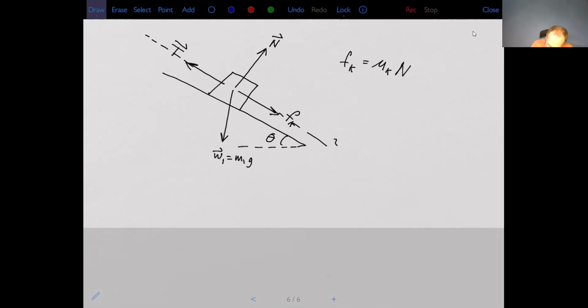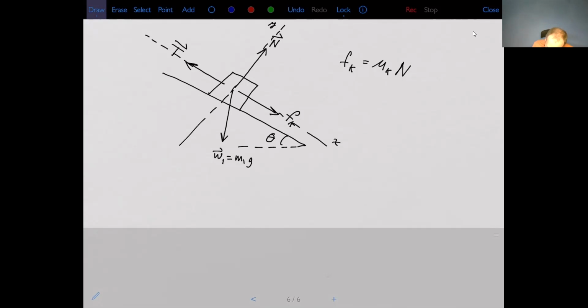I'll just call down positive. It doesn't really matter in this case, even though it's moving up, but that's fine. And then perpendicular to it will be y. Okay. And then if you notice, all the forces act along the coordinate system except the weight, but I can fix that, right? Let me find the components of the weight.